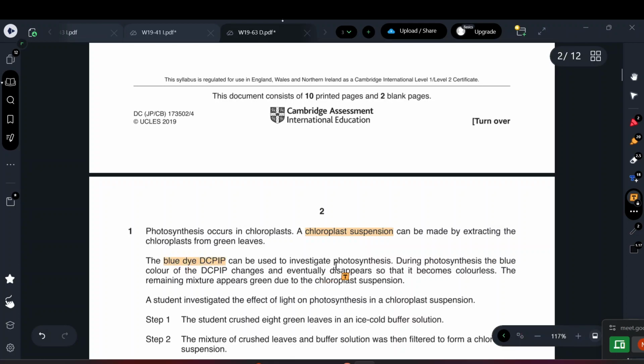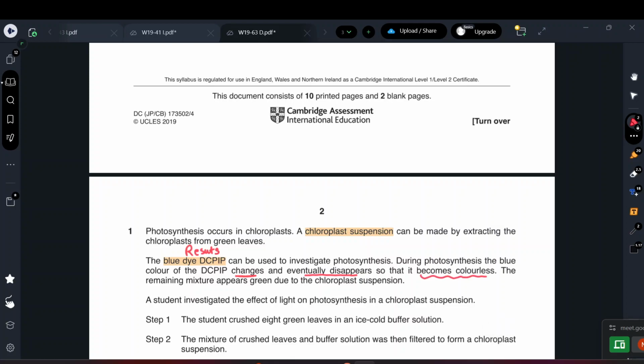DCPIP is used to investigate photosynthesis. So the results here, he will measure the results using the blue dye DCPIP. This is the results he is measuring. During photosynthesis, how is he going to measure the results? During photosynthesis, the blue color of the DCPIP changes and eventually disappears. So if photosynthesis occurs, the blue color will disappear and it will become colorless.